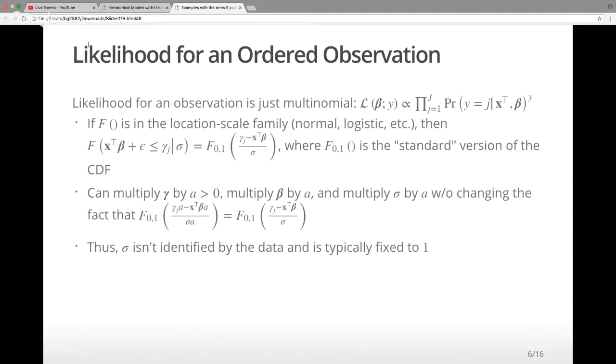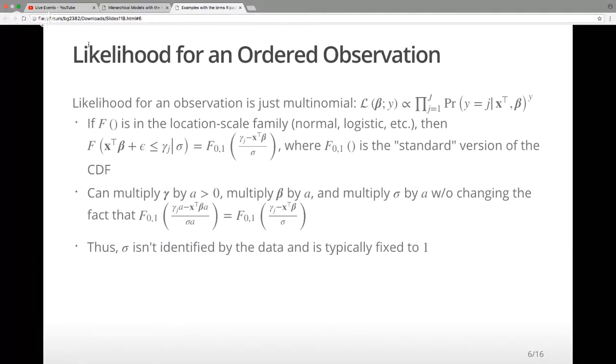Another way of writing this is to sort of take the linear predictor plus realization of the error and say, is that less than or equal to the jth cut point? And that looks like a CDF. Indeed, CDFs are used to perform that mapping. And if you're in the scale location family of CDFs, like the normal or the logistic, you can write this as sort of the standard version of the CDF of the cut point minus the linear predictor divided by sigma, which is the standard deviation of the errors.